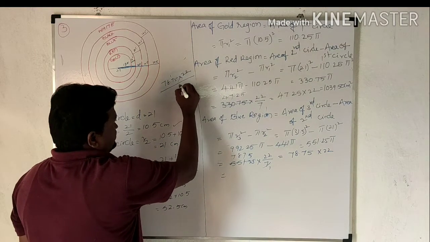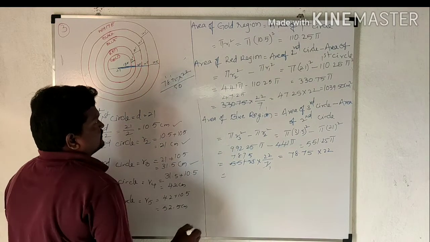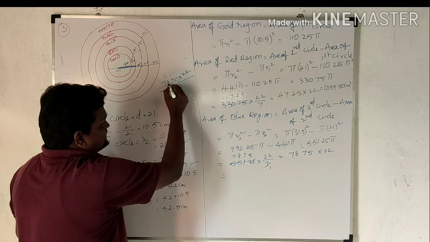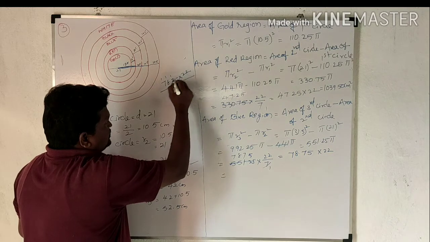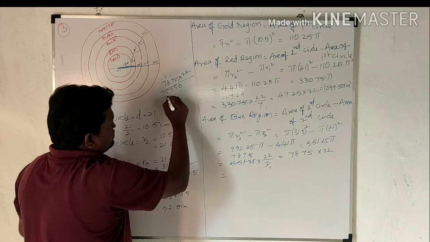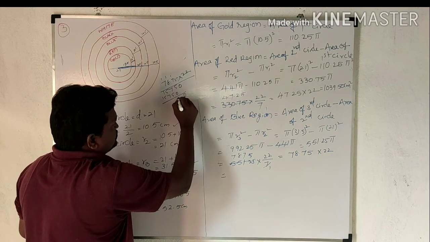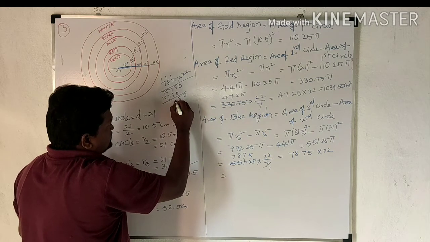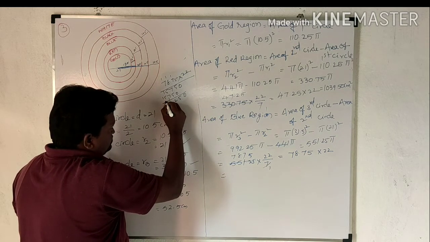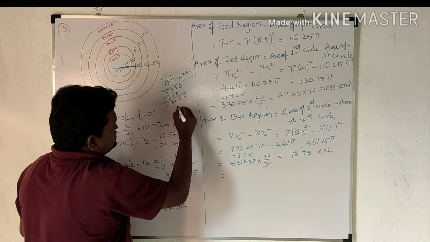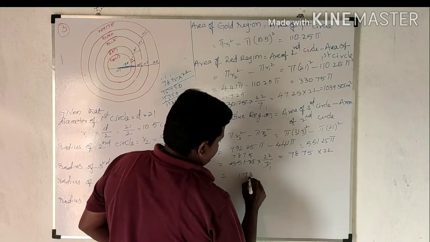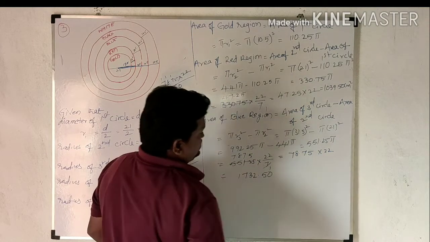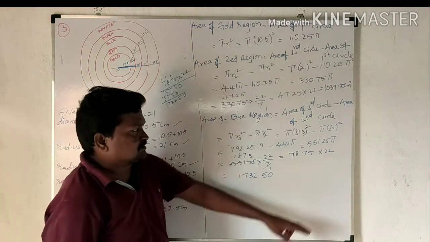That is equal to 22. 2 fives are 10, 2 sevens are 14, 15, 2 eights are 16, plus 1, 17. 2 sevens are 14, 15, and so on. That is 1732.50. Okay, before that one mistake was done.